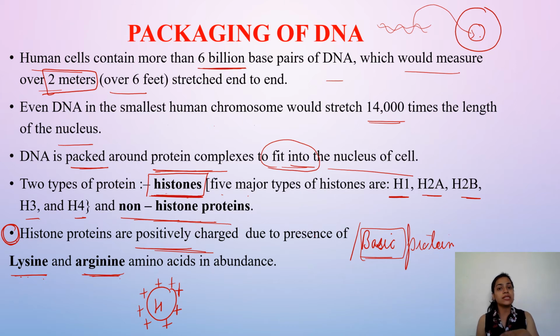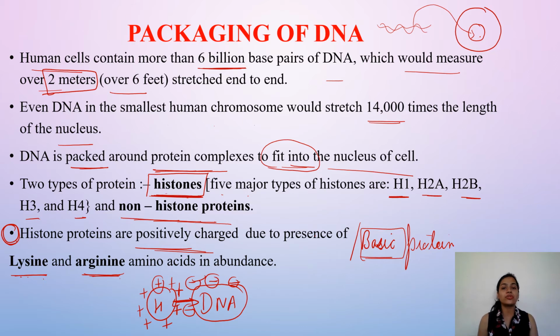And you can see they are forming an interaction with the DNA, because we all know that the overall charge of the DNA is negative. So the interaction will take place between the positive charge of the histones and the negative charge of the DNA. The unlike charges will attract each other, and then a tight bonding can be created. We'll see this further.